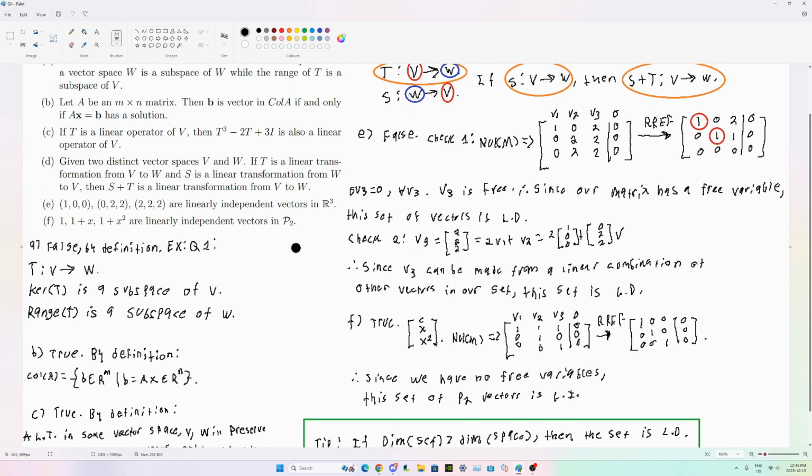The second way to check that is to try to find some linear combination of vectors within the set that can create each other. We notice that V3 can be constructed from 2 of V1 and 1 of V2. Since it can be constructed by other vectors within our set, that means that this set is linearly dependent.